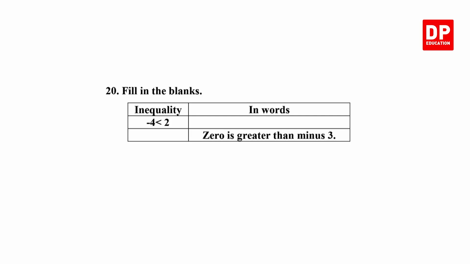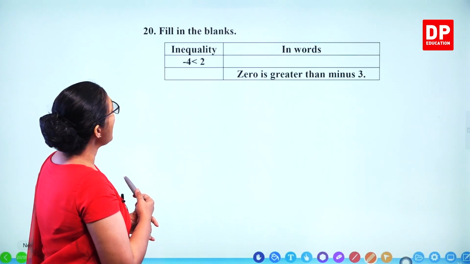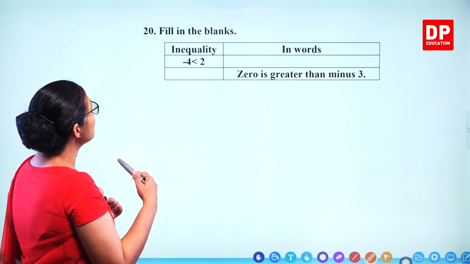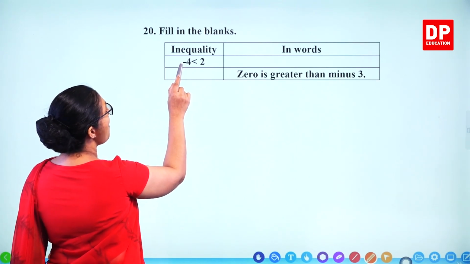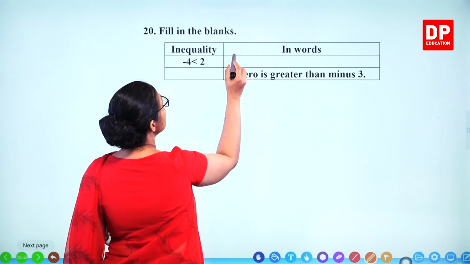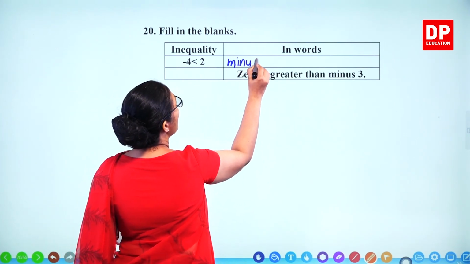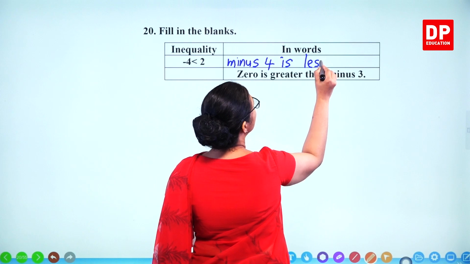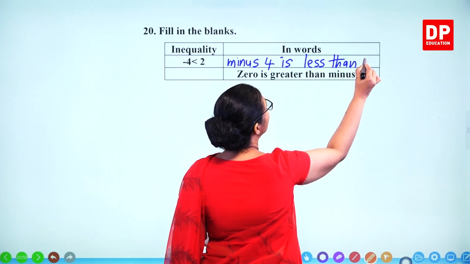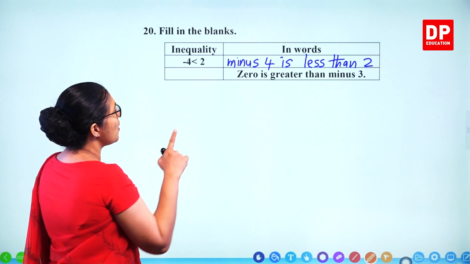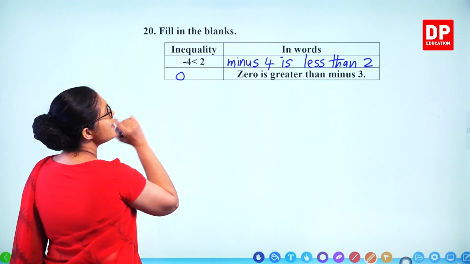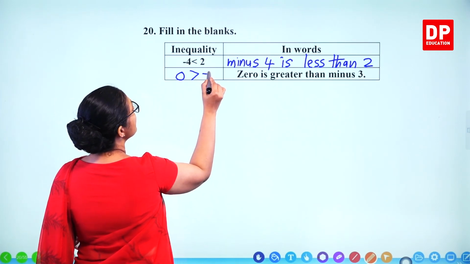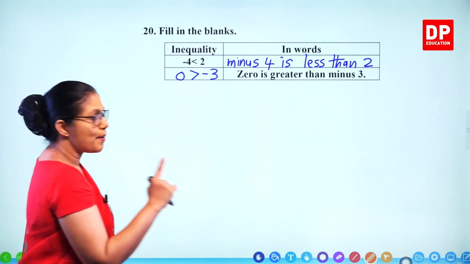Question number 20. So that's the last question in part 1. Fill in the blanks. Inequality is given in words, and with the words given, you have to write down the inequality. So you can write -4, and this sign is less than 2. Then how do you write this one? 0 is greater. Greater than sign is this. Greater than -3. So you get 1 mark each.